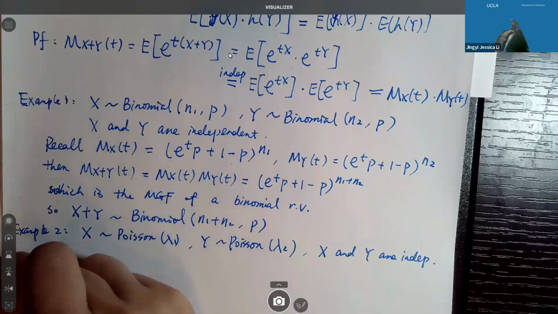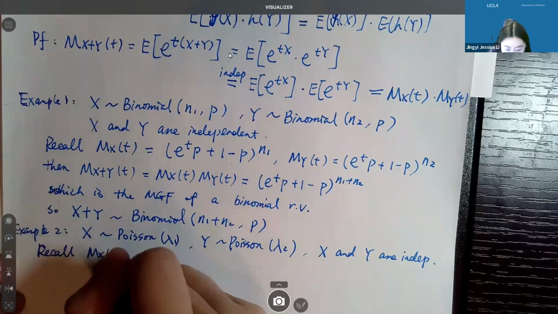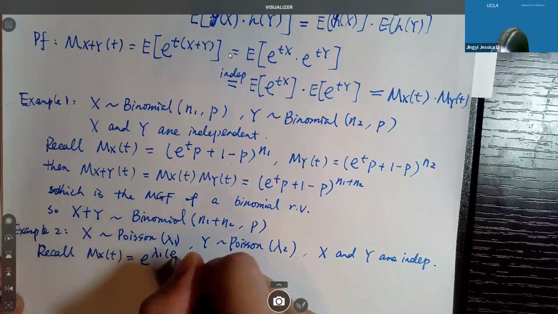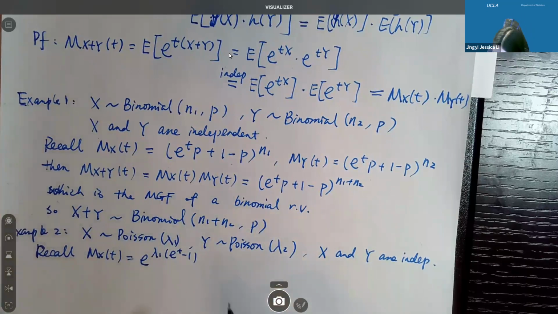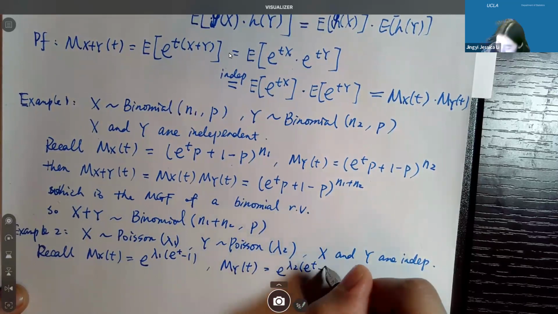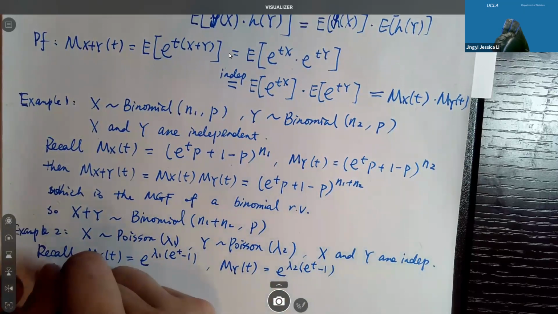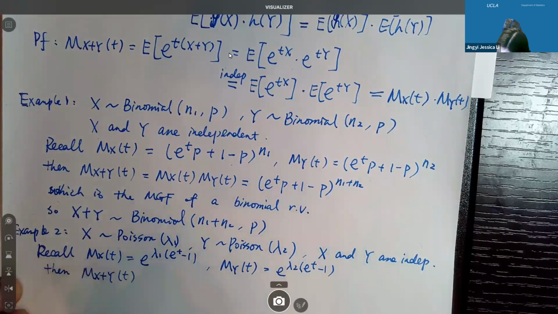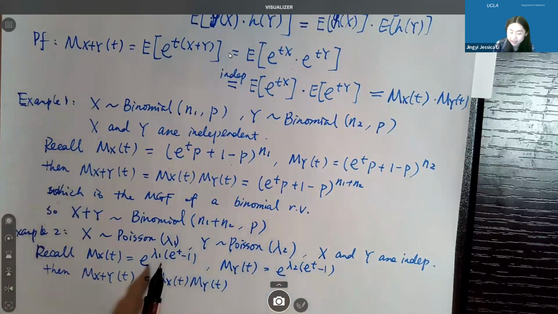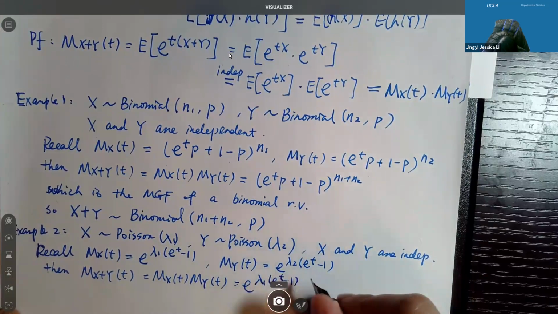Again, we use the result we derived at the beginning of today's lecture. The MGF of X being Poisson is equal to e to the lambda 1 times (e to the t minus 1). That's what we derived in the beginning. And M_Y(t) is e to the lambda 2 times (e to the t minus 1). Because of independence, M_{X+Y}(t) is the product of M_X(t) and M_Y(t). Now I multiply these two terms.